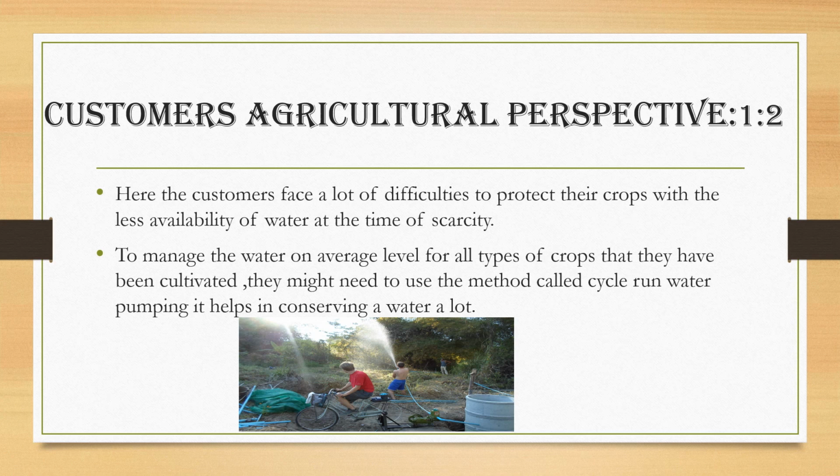Here the customers face a lot of difficulties protecting their crops with the low availability of water at the time of scarcity. But to manage the water at an average level for all types of crops that they cultivate, they might need to use the method called cycle run water pumping. It is a very important method used for agricultural purposes and saves a lot of water. When the cycle wheel rotates, the water is sprinkled out from the pipes.